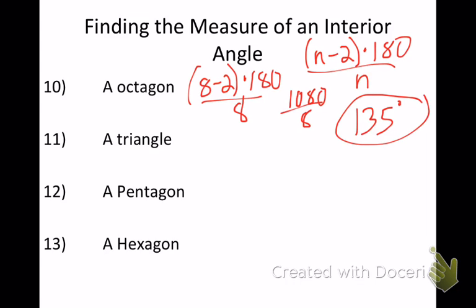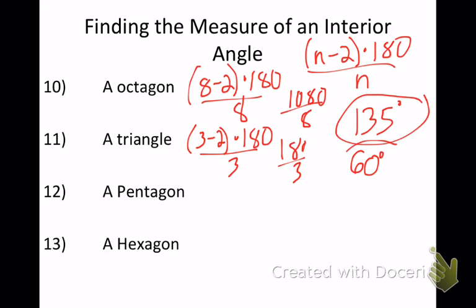A triangle. Caden, how many sides does a triangle have? So 3 minus 2 times 180 divided by 3. What's 3 minus 2, Caden? 1 times 180 is 180. So I take 180 and divide that by 3. And what's each angle going to have to be, Caden? 60 degrees. Nice job.